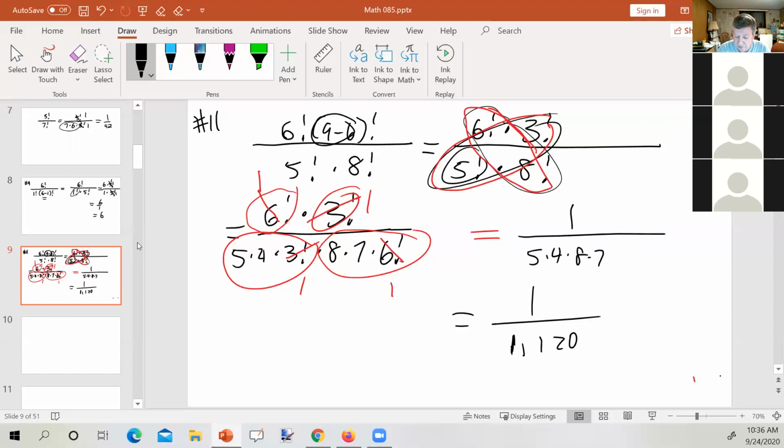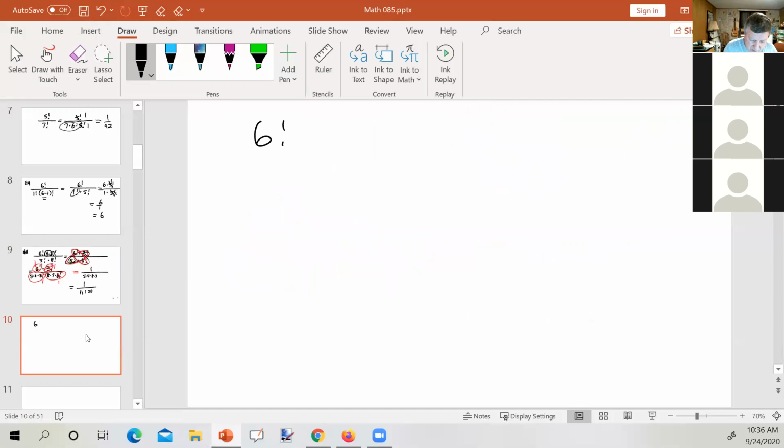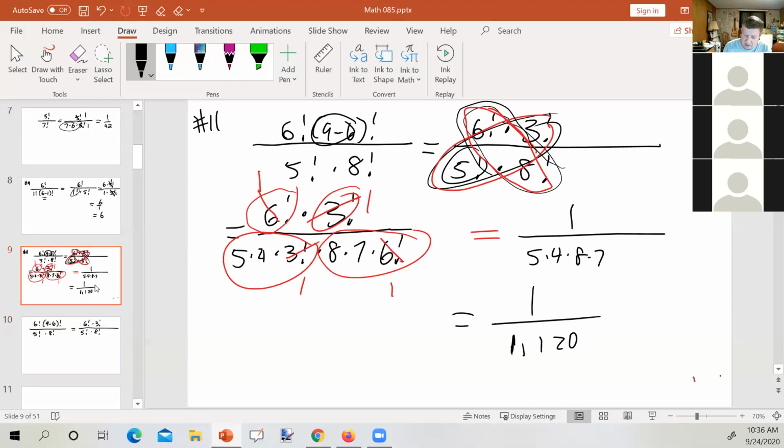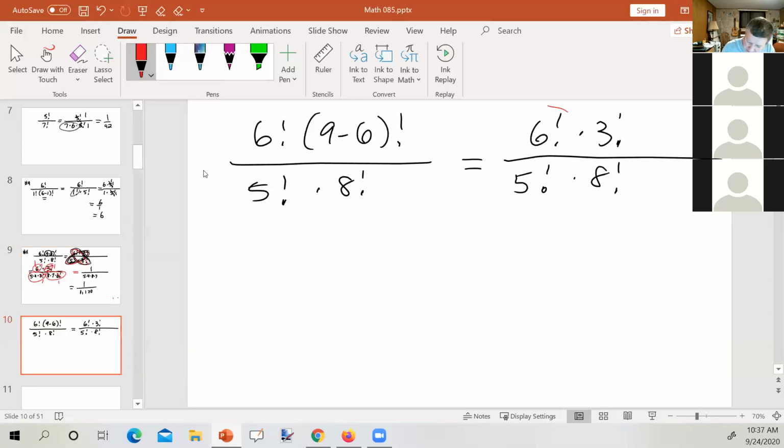Now, I could have done this a different way. I'm going to do it again just to show you that, yeah, this isn't the only way I could have done it. So let me rewrite this. 6 factorial, 9 minus 6 factorial. And the reason I'm doing this is if you're sitting there going, well, that's not the way I did it. Is my way wrong? Not necessarily. Okay. So this becomes 6 factorial times 3 factorial over 5 factorial times 8 factorial. Now, in the previous example, I took the 6 factorial and the 8 factorial, reduced those. I took the 5 factorial and the 3 factorial and reduced those. Let's do it a different way this time. Let's take these and reduce them, and then those and reduce them, okay?